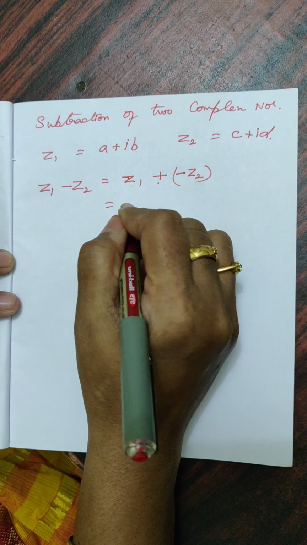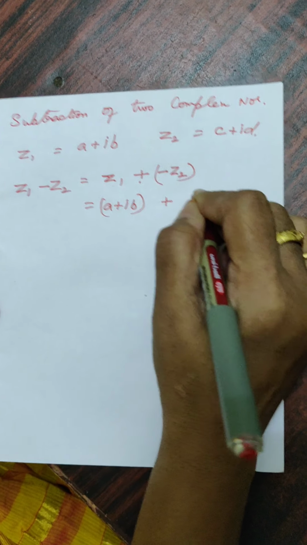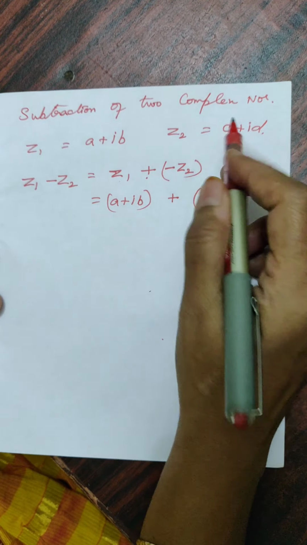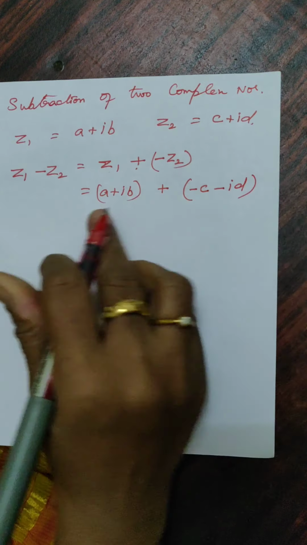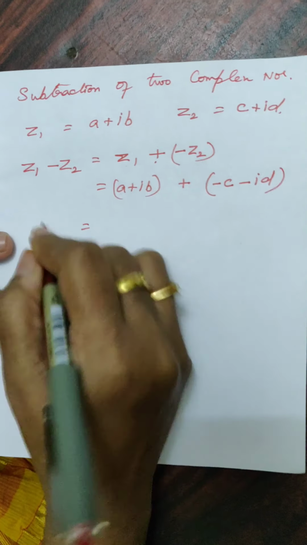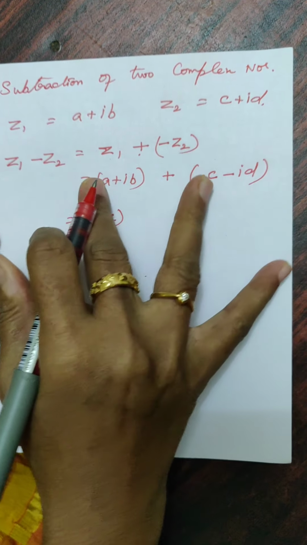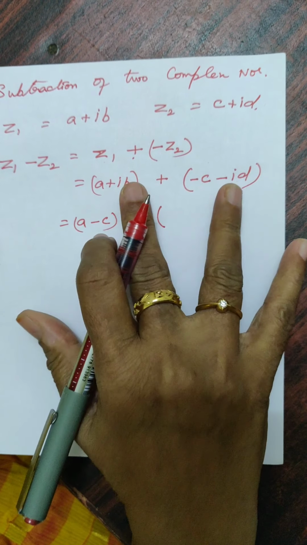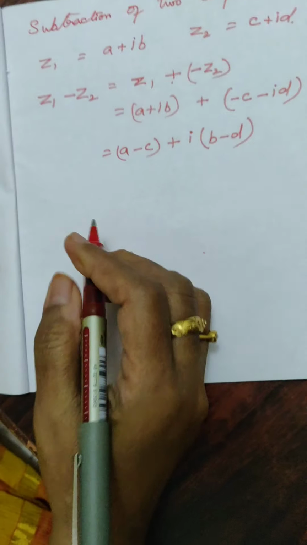So I am writing this as A plus IB plus minus Z2, which means I am multiplying each term of Z2 by minus. So it becomes minus C minus ID. It looks like just addition. How to add this one? A minus C, adding the real part, plus I into adding the imaginary part, B minus D. Is it clear, all of you?